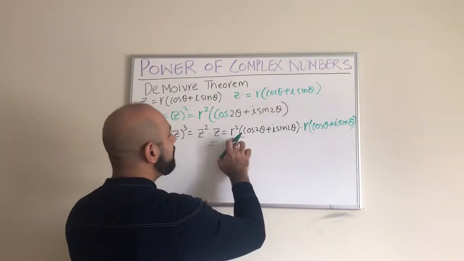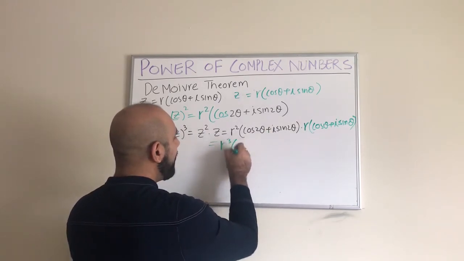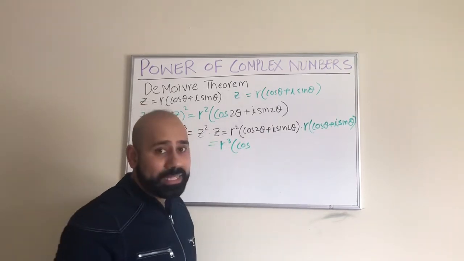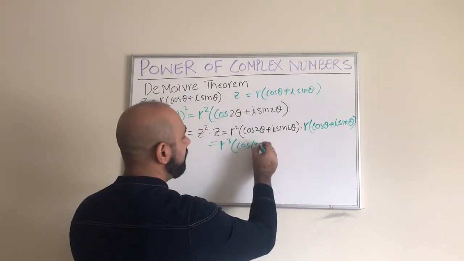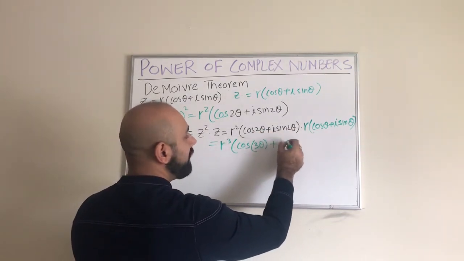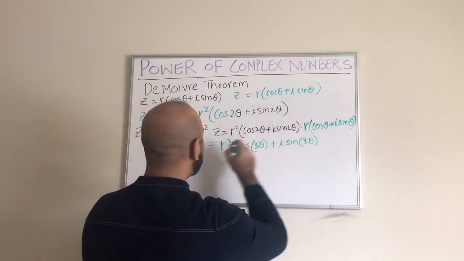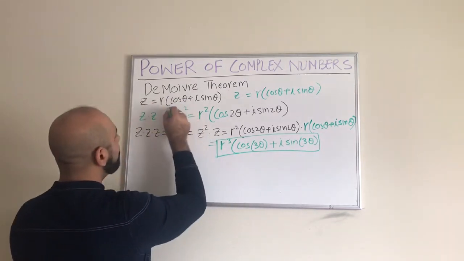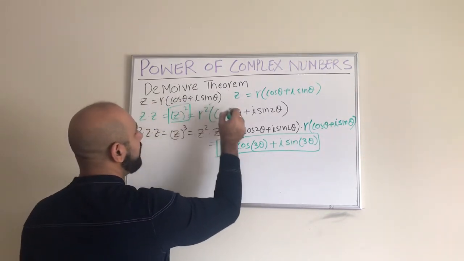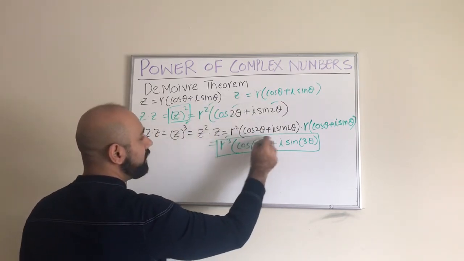If I multiply these, again using the properties of multiplying any two complex numbers, what do we do? We multiply the absolute values. R squared times r is r cubed. And what do we do with the angles? We just add the angles. So it's going to be cosine of 2 theta plus theta, which is simply 3 theta, and plus i, the same thing, sine of 2 theta plus theta is 3 theta. So you can already see what is happening here. When we squared it, we got a square here, and a 2 and a 2 here. When we cube it, we get a 3 here and 3 and 3 here.